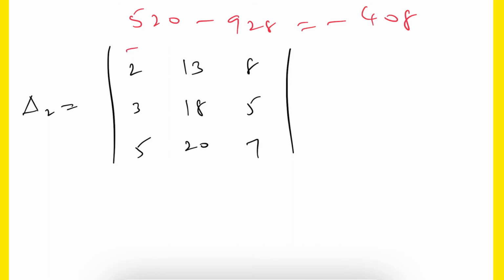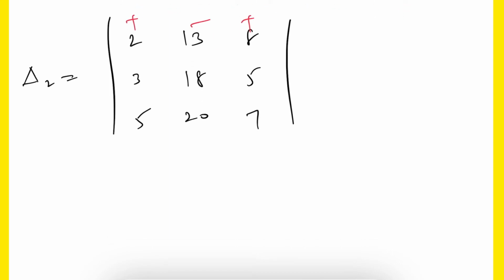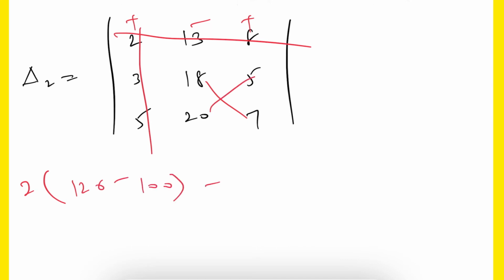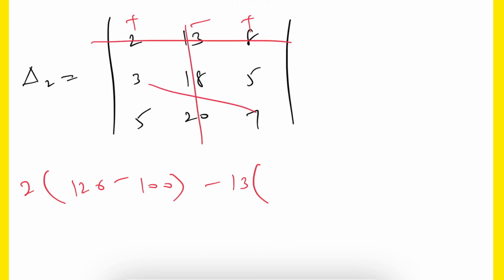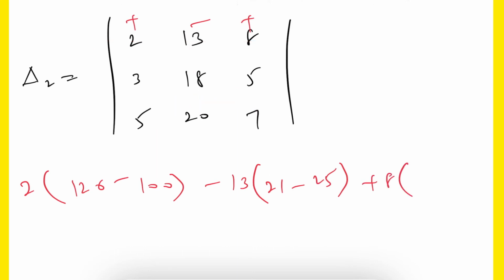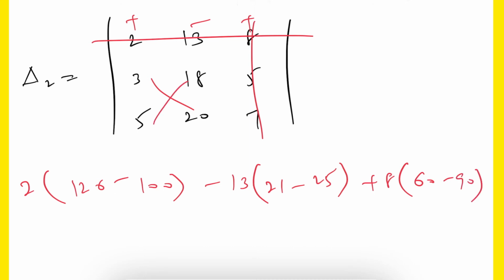Okay, this will become plus, minus, plus. 2 into (18 into 7, 126 minus 25 is 100) minus 13 into (3 7s are 21 minus 5 5s are 25) plus 8 into (3 into 20, 60, minus 18 into 5, 90). Okay, let us simplify this.